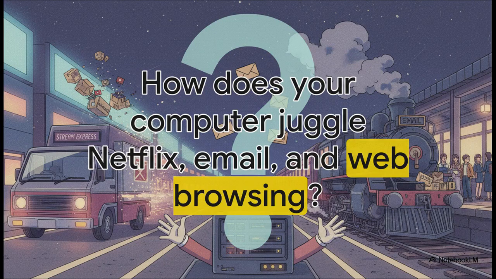Yeah, so that's the big question, isn't it? How does your machine know that these incoming data packets belong to Netflix, while those are for your email, and that other bunch is for the cat video you've got playing in another tab? Think about it. It's this massive traffic control problem, and it's happening millions of times every single second.